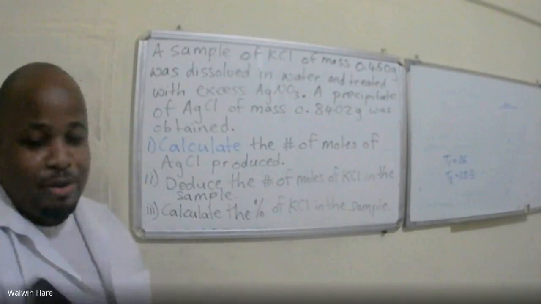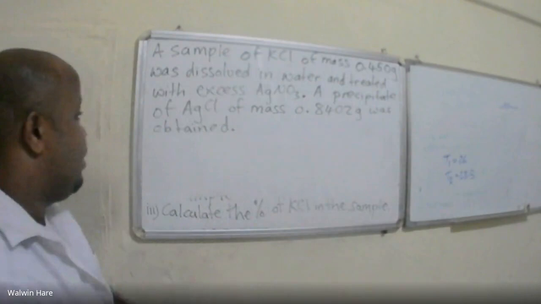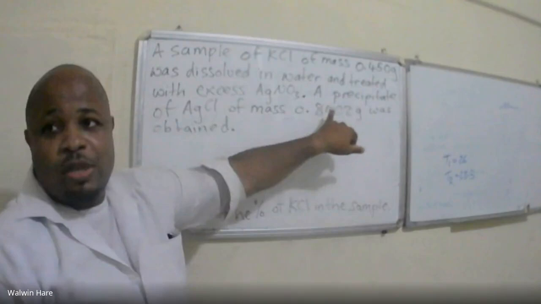All right, so this is precipitation gravimetry. The steps are always the same. In this one, they said a precipitate of silver chloride of mass... So you're always going to get the mass of the precipitate, right? So this is what I'm saying.